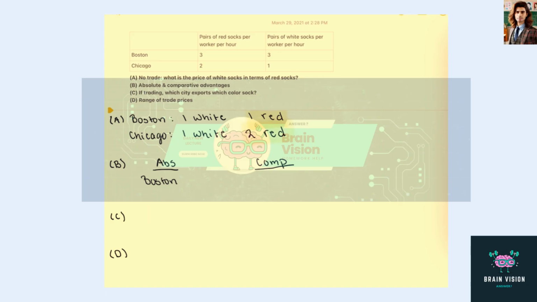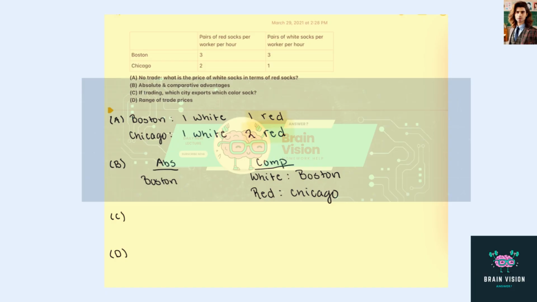So if we wanted to ask ourselves, what is the comparative advantage, or which city has the comparative advantage in producing these White Sox? Well, it's going to be the one with that lower cost, so it looks like that's Boston. And inherently, that means that the comparative advantage for producing Red Sox has to go to Chicago because Boston can't have the comparative advantage in both. So it must go to Chicago.